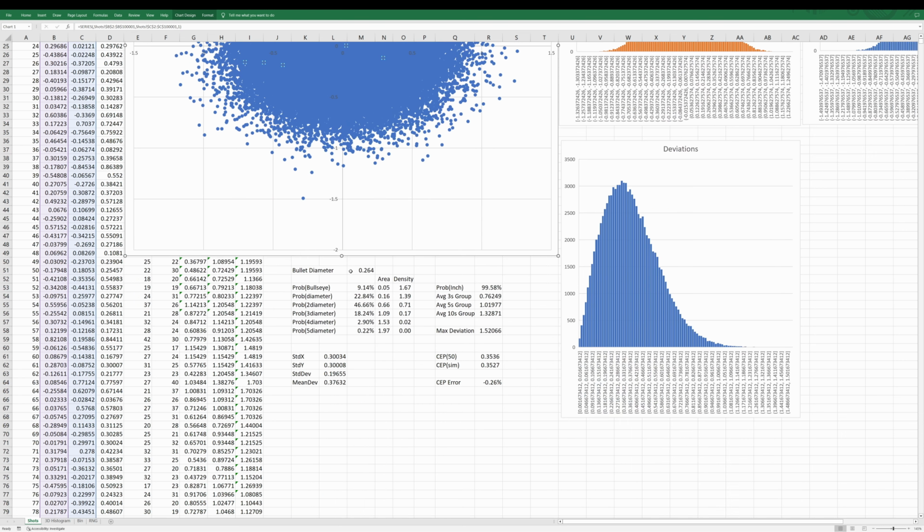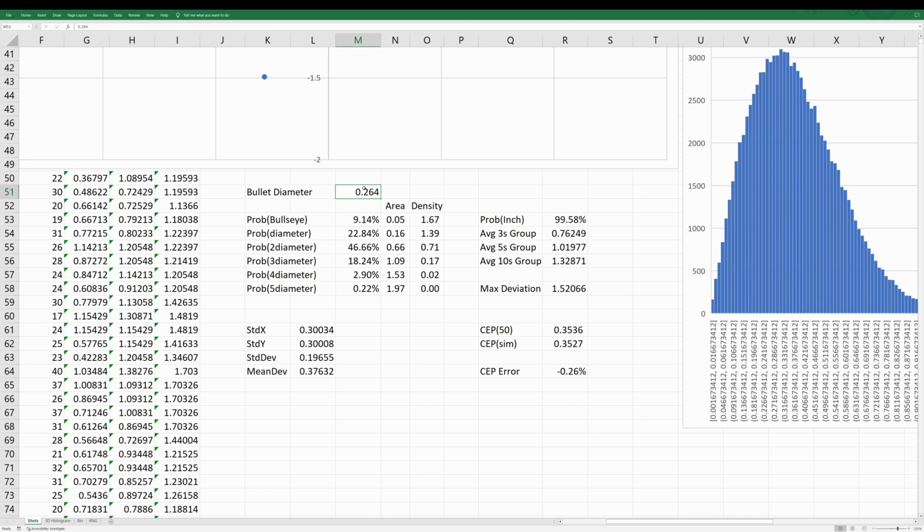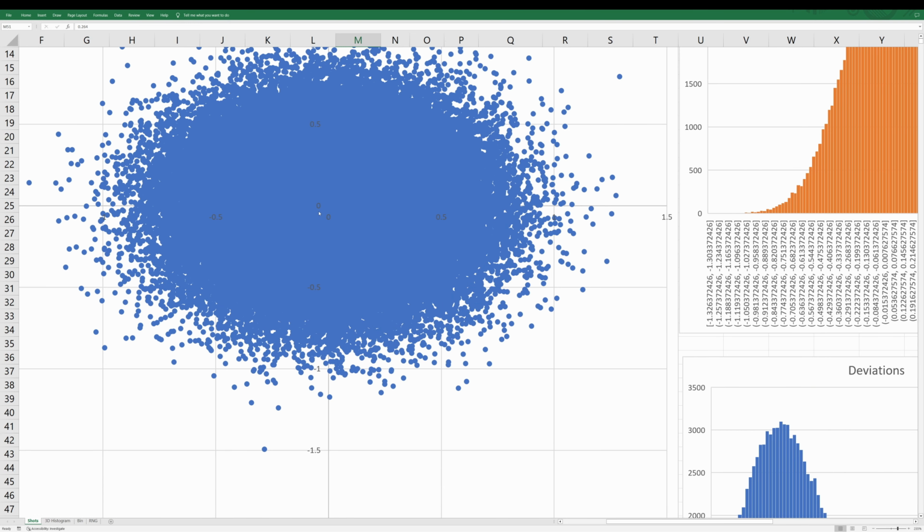And so I've got some extra stats down here pulled from these numbers. These statistics are based on a bullet diameter of 0.264, 6.5 millimeters, 6.5 Creedmoor, that's what a lot of people shoot. Well, if you assume that your bullet has a diameter of 0.264, one thing you might ask yourself is, what's the probability that I get a bullseye? Well, the rifle that I've simulated in this target is a fairly accurate rifle.